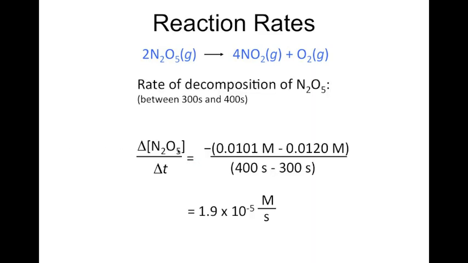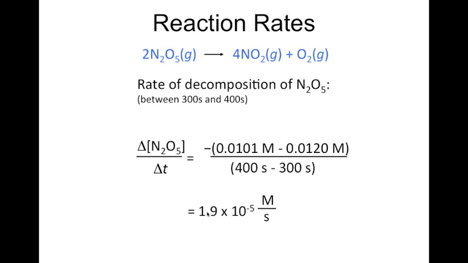So we would put our final concentration minus our initial concentration. This would be the concentration at 400 seconds minus the concentration at 300 seconds. And we would divide that by our change in time: our final time, which would be 400 seconds, minus 300 seconds, our initial time. And we have to put a negative sign here because our concentration of N2O5 is decreasing.